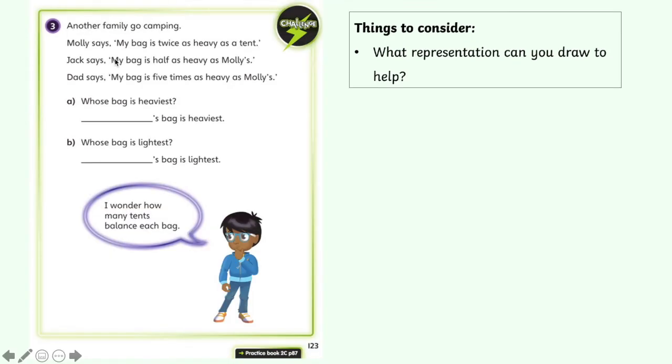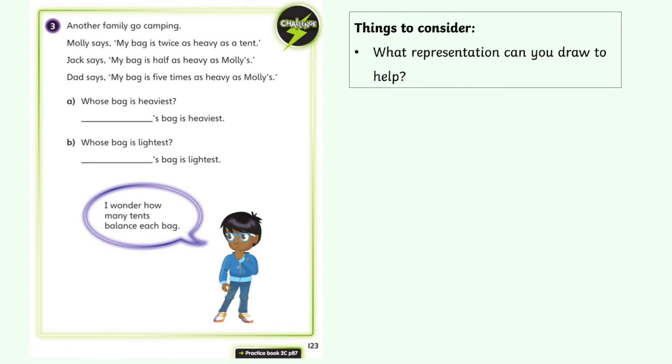So the challenge. Another family go camping. Molly says, my bag is twice as heavy as a tent. Jack says, my bag is half as heavy as Molly's. And Dad says, my bag is 5 times as heavy as Molly's. Part A, whose bag is the heaviest? And part B, whose bag is the lightest? And here we've got Ash who's giving us an idea. I wonder how many tents balance each bag.